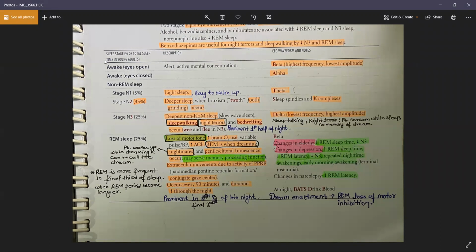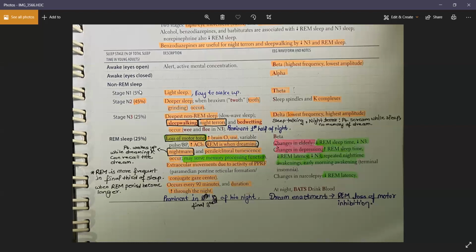First you have the awake state. You are now awake, and the waves generating in your CNS are the beta waves, which have a very low amplitude and a very high frequency. As you go down, the frequency decreases and the amplitude increases. As soon as you close your eyes, the beta waves switch to the alpha waves, which have a decreased frequency and an increased amplitude.